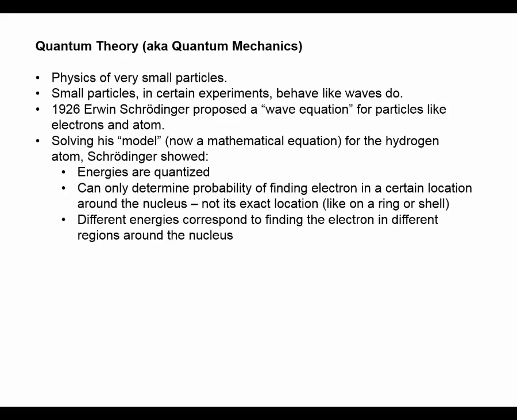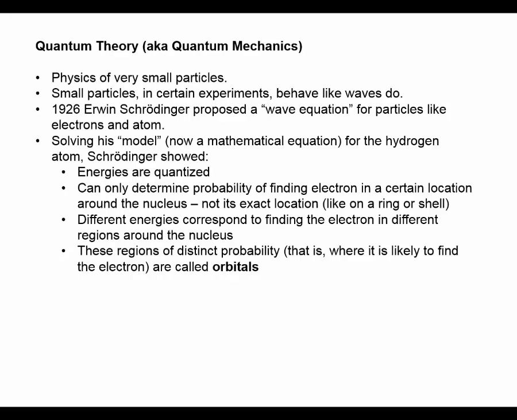The other thing that Schrödinger showed is that different energies correspond to finding the electron in different regions around the nucleus. Just like we saw with shells, the higher the shell, the higher the orbit, the higher the energy of that particular electron. And so we can imagine that electron is in different shells. In this case, we see the same thing: these regions of probability around the nucleus are different and they correspond to different energies.